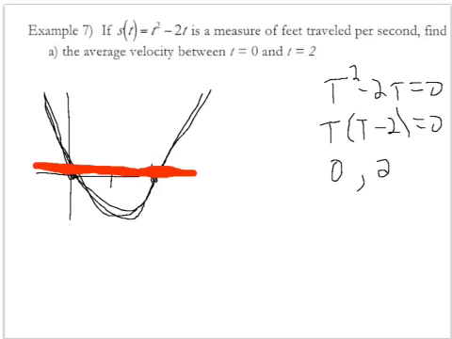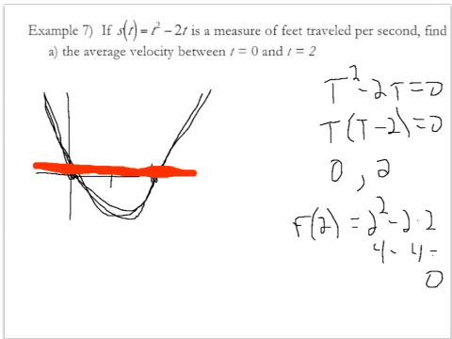Now if we go back and do the algebra for this, we're going to do f of b, so f of 2, or s of 2, equals 2 squared minus 2 times 2, which is 4 minus 4, which is 0. And if we do f of 0, if you substitute 0 in there, it's also going to be 0.